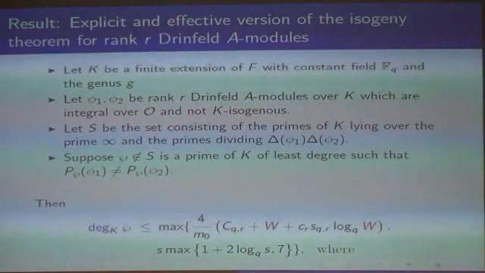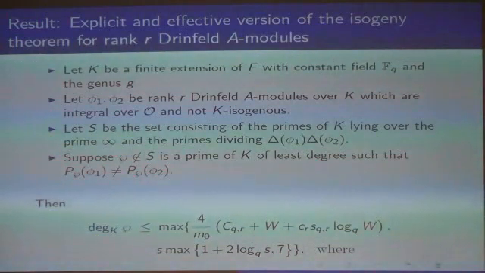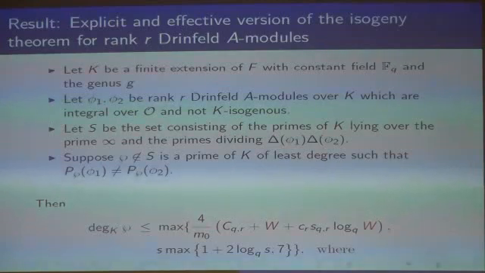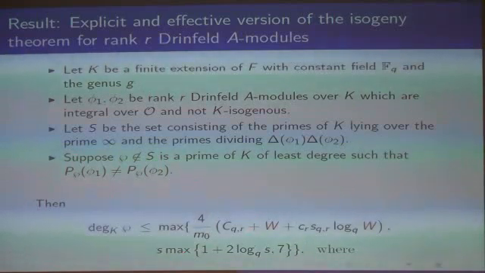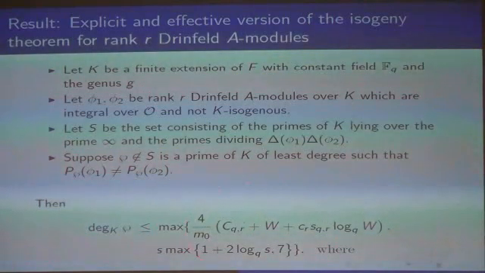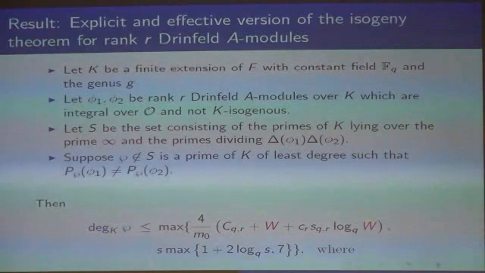satisfying that the two corresponding characteristic polynomials are distinct. They are different, but among those, we take the minimum one, the smallest degree one. We take that one. So we assume there exists such a P. Then what will be the upper bound for this degree? That was the effective version. We got this explicit bound.